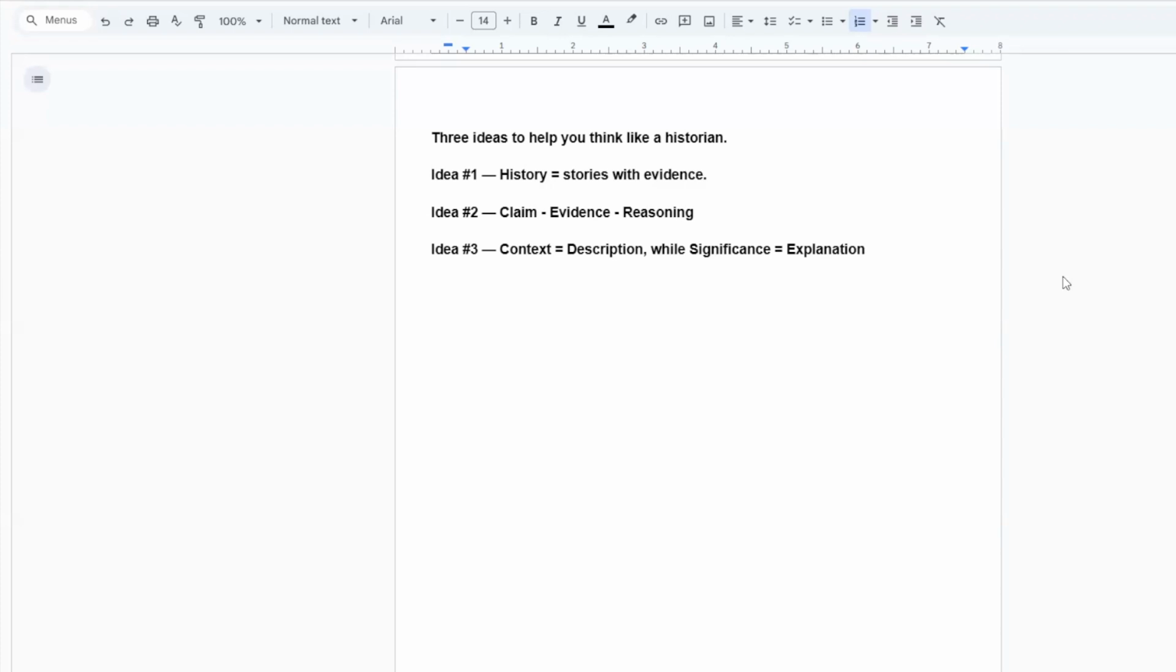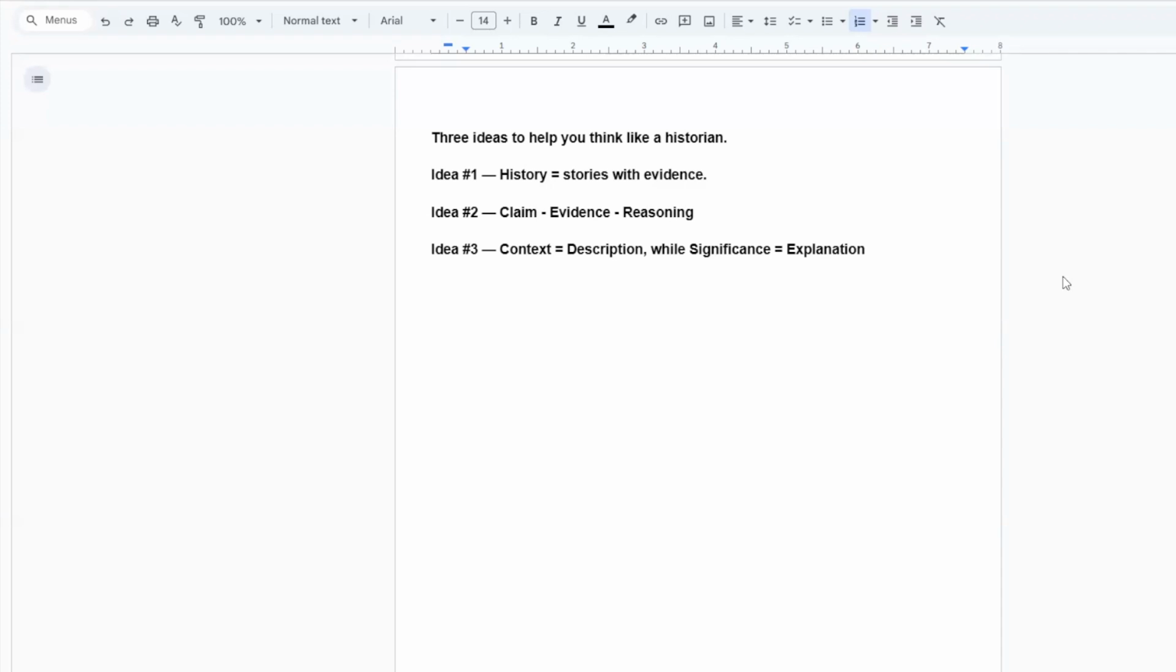I need to be able to make a claim or recognize a claim. I need to be able to gather evidence that is apropos to the claim. And then I need to explain how that evidence either backs the claim up or challenges the claim, as the case may be. So whenever you're writing, whether it's a short answer question or a long essay or a document-based question, you're always thinking claim, evidence, reasoning, right? I want to make sure I'm hitting all three of those as I'm moving down.